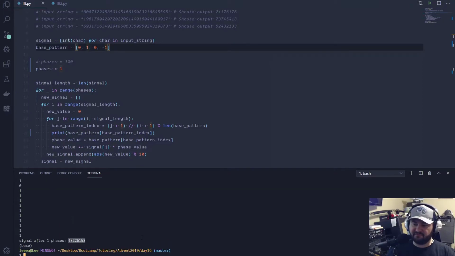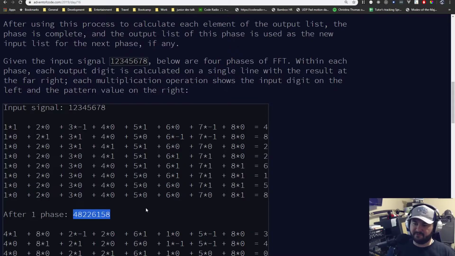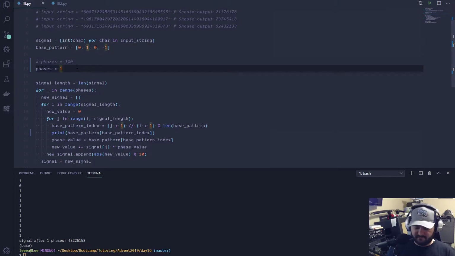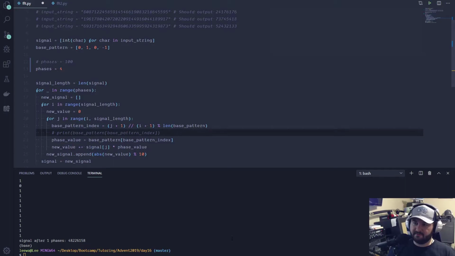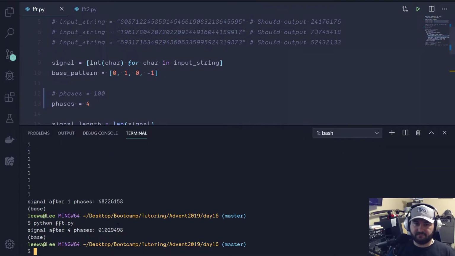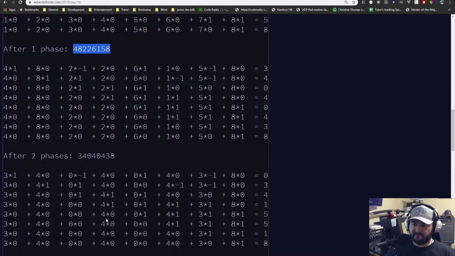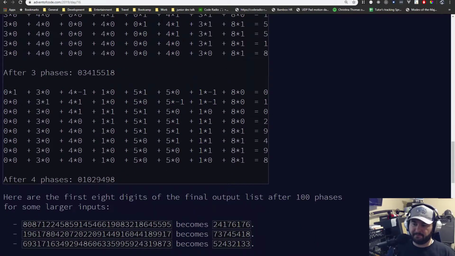You can see after 1 phase we get 48226158, which is that number there. We can bump this up to 4. We'll comment this out. That gives us 01. Let's bump this up a little too. 010299498, which we can see down here. So all is looking good so far.